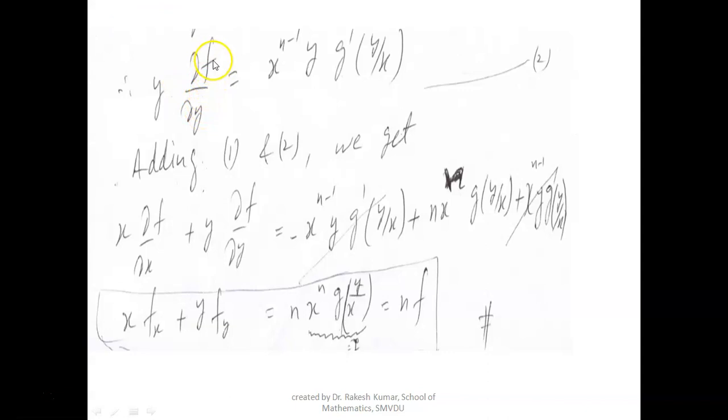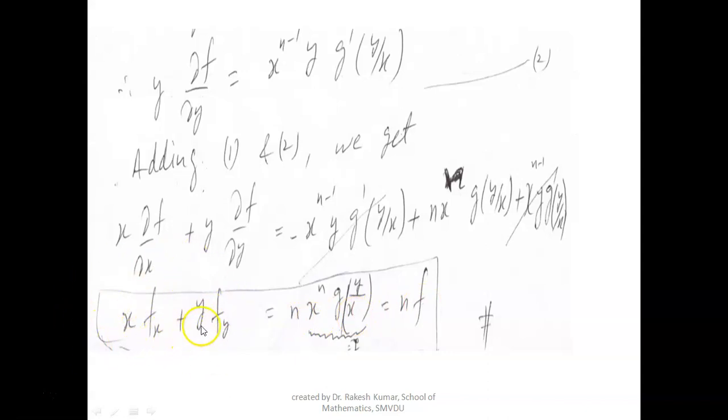Then y into del y of f is this one. Adding 1 and 2, we get x raised to power n minus 1 y g dash y upon x plus n x raised to power n g y upon x plus what we got, x raised to power n minus 1 y g dash y upon x. This with this cancels and you're left only with this one, but this part x raised to power n g y upon x is simply your f. So therefore it is n times f, and hence this is the proof of Euler's theorem.